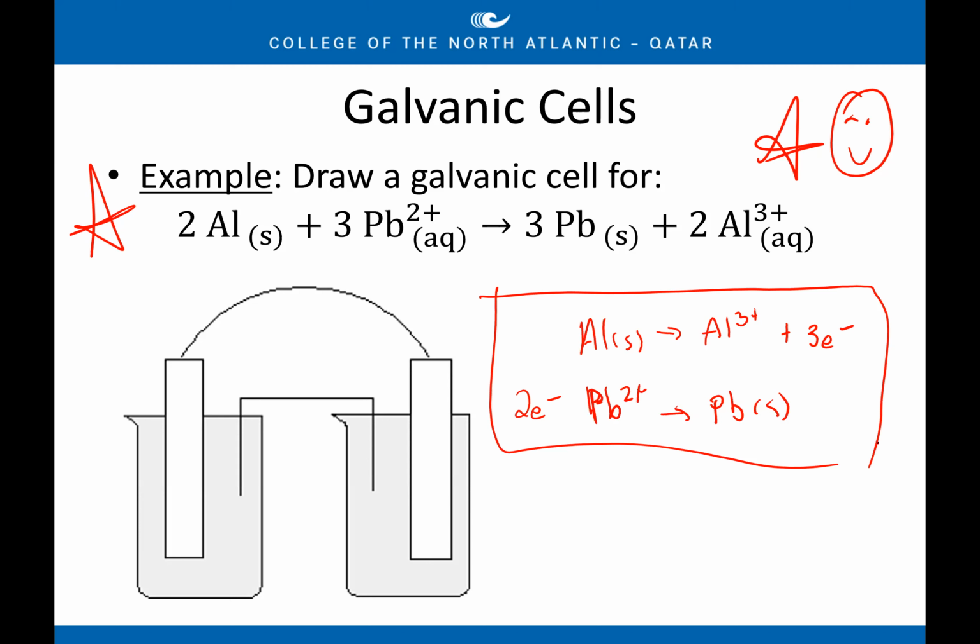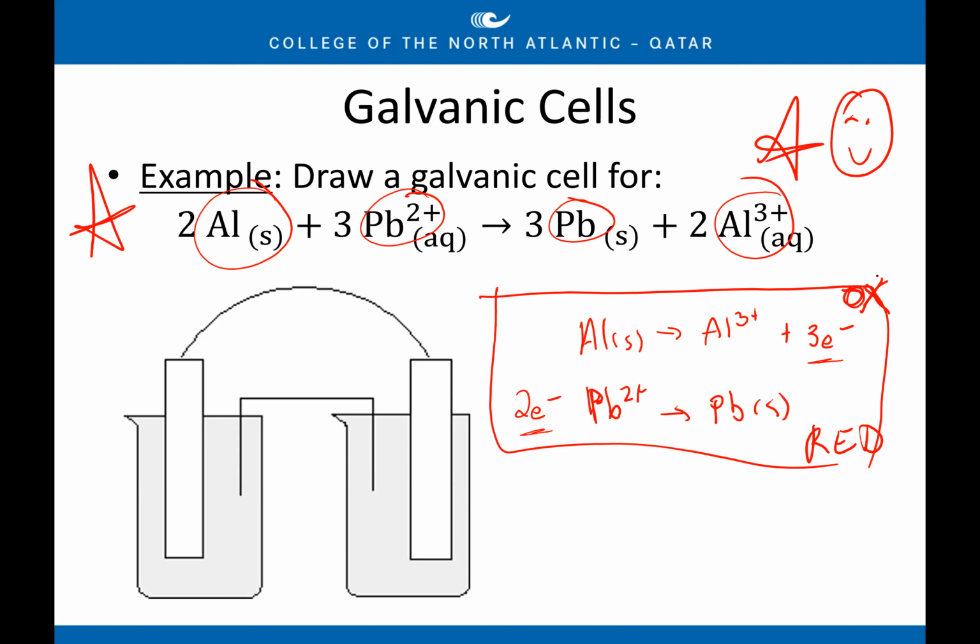If you're wondering where I got it, I know aluminum is turning into aluminum 3+, so I balance it with 3 electrons. I know lead 2+ is turning into lead solid, so I balance that with 2. Again, you do not have to make sure they cancel out. This is not balancing half reactions. All I wanted to do was to see which chemical was oxidized and which chemical was reduced.